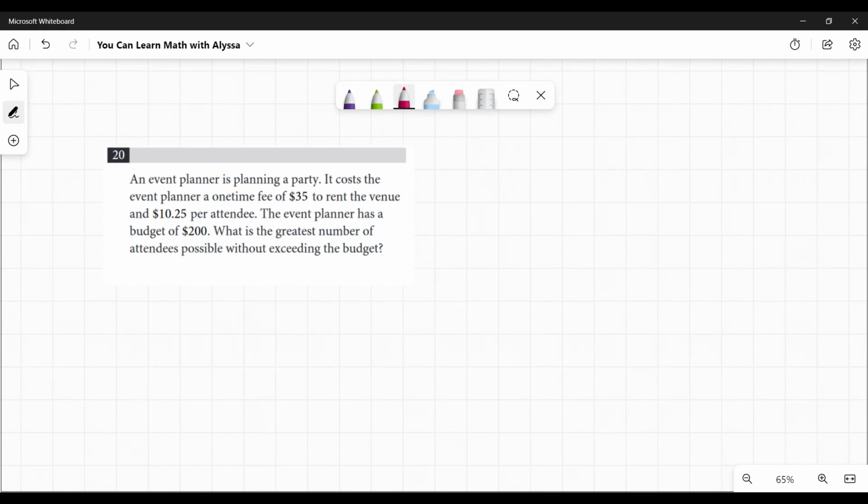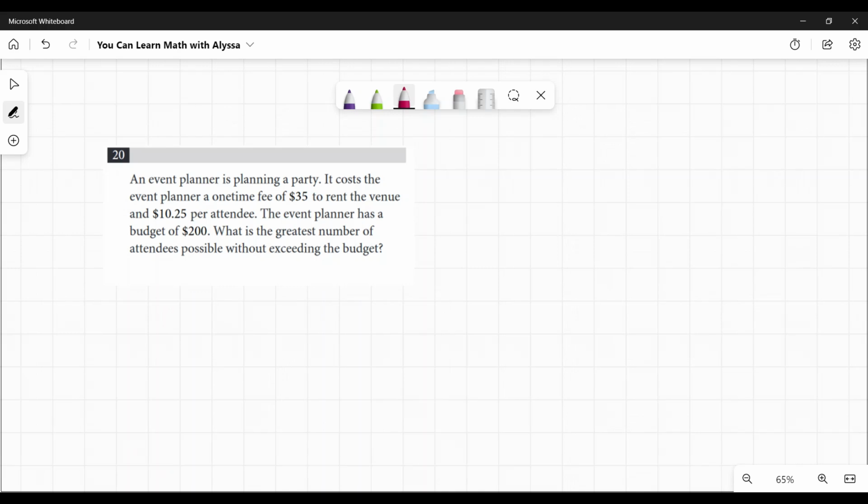Number 20: An event planner is planning a party. It costs the event planner a one-time fee of $35 to rent the venue and $10.25 per attendee. The event planner has a budget of $200. What is the greatest number of attendees possible without exceeding the budget? They are testing your ability to make an equation and then to solve for x.